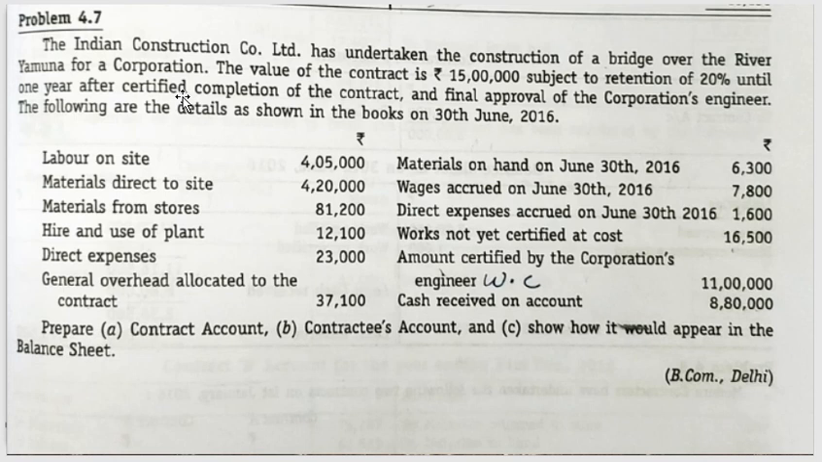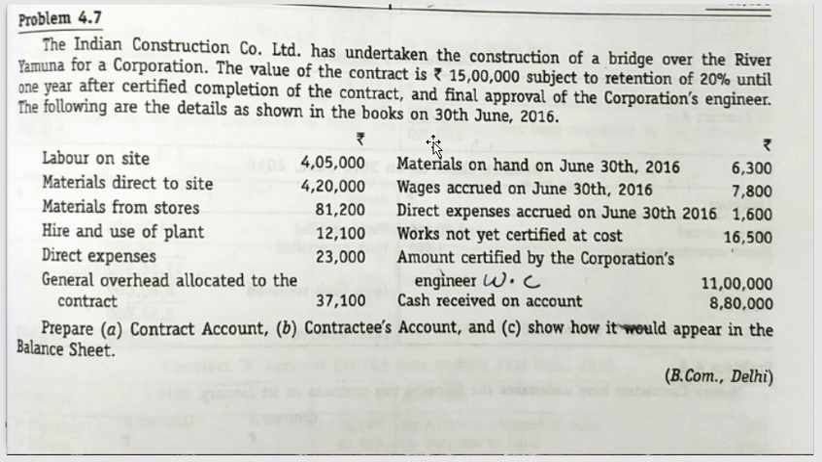In this video, we'll be discussing problem 4.7 from contract costing. The Indian Construction Co Limited has undertaken the construction of a bridge over the river Yamuna for a corporation. The value of the contract is rupees 15 lakhs subject to retention of 20% until 1 year after certified completion of the contract and final approval of the corporation's engineer.